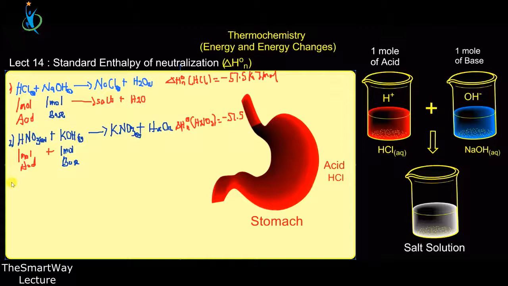Let's give another example. Let me take another example like hydrogen bromide. That is an acid, 1 mole of the acid, and let me add it to sodium hydroxide.